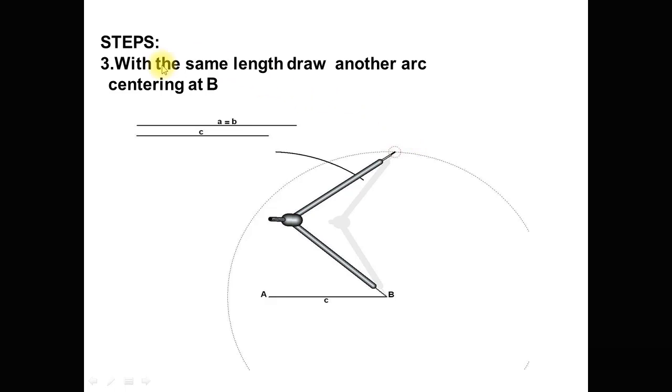Now in step number 3, with the same length, draw another arc centering at B. Put the compass at this point B and draw the other arc with the same length. The same length means the length of the arc will be equal to the length of side A. So open the compass to the length of side A, put the compass at point A, draw one arc. Then put the compass at point B, draw another arc with the same length.